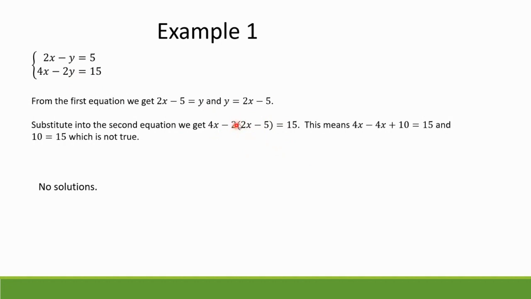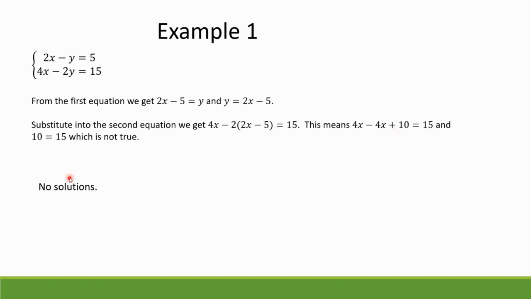Of course, we distribute the negative. Now we have to figure out what this equation is. We have one equation and only one variable, x, right? So now what we have to do is figure out what x is. So we have 4x minus, distribute the 2, minus 4x plus 10 equals 15. Right? Again, what am I doing? I'm distributing the minus 2. So that's how we get minus 4x. Minus 2 times minus 5 is plus 10.